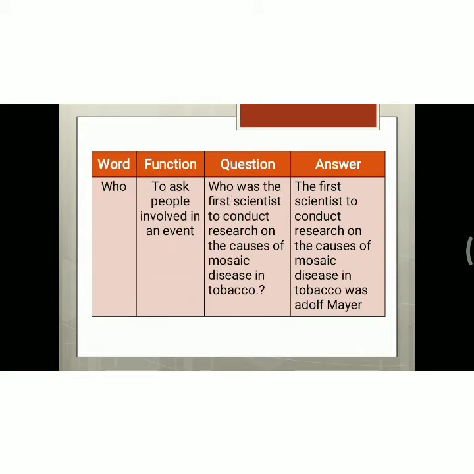Next, who. Who has a function to ask about people involved in an event. An example question is, who was the first scientist to conduct research on the cause of mosaic lesions in tobacco? And the answer is, the first scientist to conduct research on the cause of mosaic lesions in tobacco was Adolf Mayer.